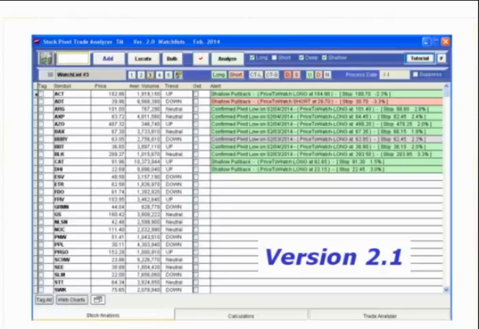This is the Stock Pivot Trade Analyzer. What it allows you to do is maintain a watch list of your favorite stocks, ETFs, that type of thing. Actually, you can break it down into 5 separate watch lists, and every day run your analysis on those stocks and get precision buy and sell signals, as well as stop placement and a bunch of other good information.